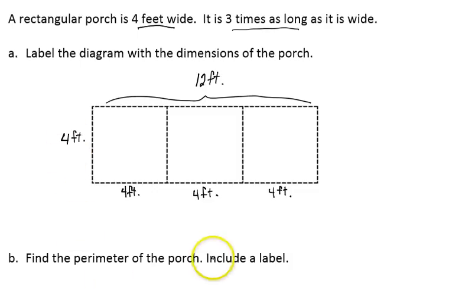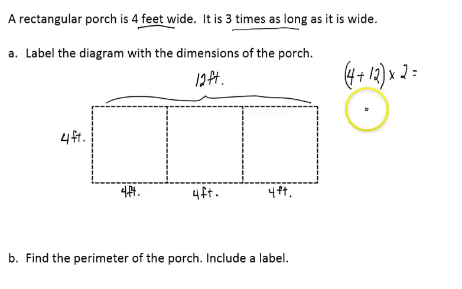Now to find the perimeter of the porch, I need to add all the sides. So I know that I have a width of 4 and a length of 12. So if I add those together and multiply it by 2, I'll get my total perimeter. My width of 4, my length of 12, times 2 would give me the 2 missing sides.